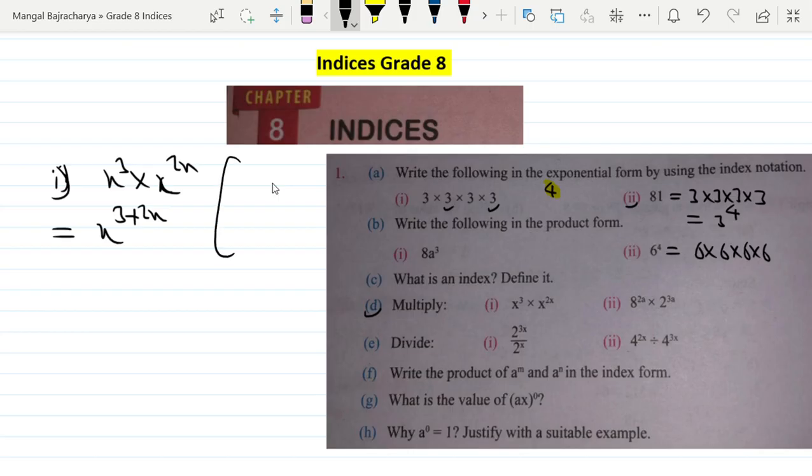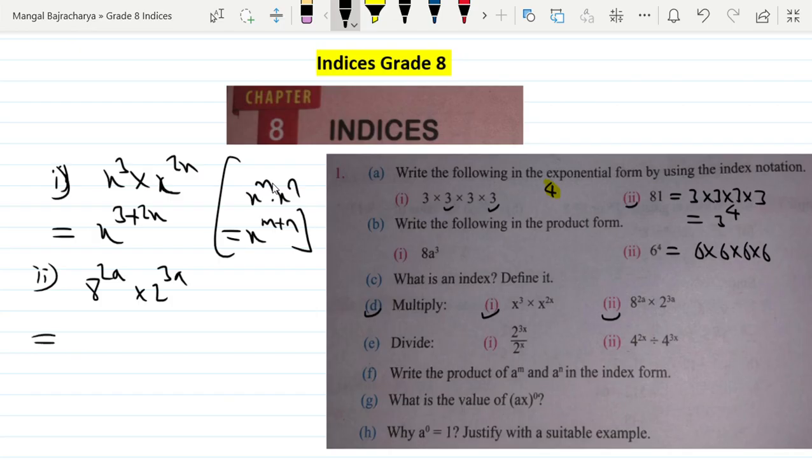The reason is, if x power m and x power n are multiplying, they have the same base, then their powers will get added. So this is the reason their powers get added. Now the second number is also the same. In the second, 8 power 2a into 2 power 3 is there. Here we do not find the same base, so let's turn it into the same base first.